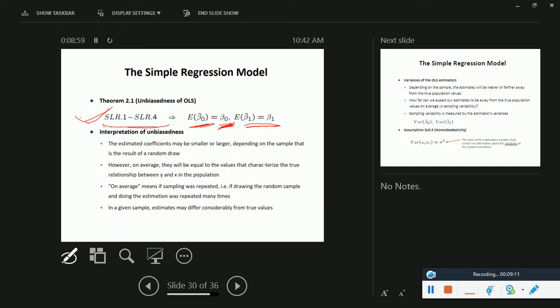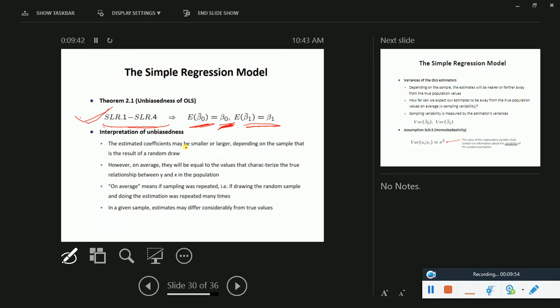I can ask a conceptual question, like: when can the sample estimate converge to the population value? Only when these 4 conditions are met. And maybe I will ask you to state the conditions. You have to state random sampling, there should be variation in the explanatory variables, then the expected value of ui given xi is 0, and they should have a linear relationship. So, the interpretation of unbiasedness: estimated coefficients may be smaller or larger depending on the sample, which is the result of a random draw.